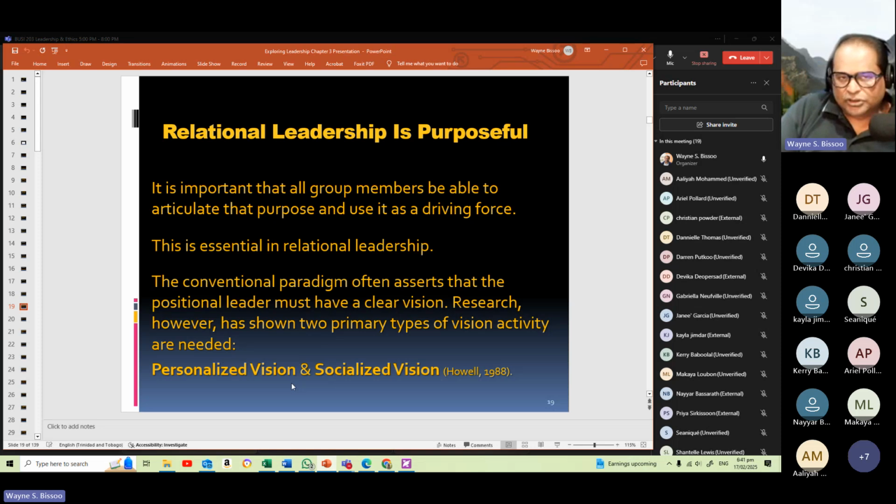A socialized vision, on the other hand, is one where we bring people together and we say, okay, we want to do X, Y, Z. How do we find ourselves arriving at that position? What position do we want to arrive at? So we arrive at a socialized vision by including as many people as possible to help develop that particular goal and objective.